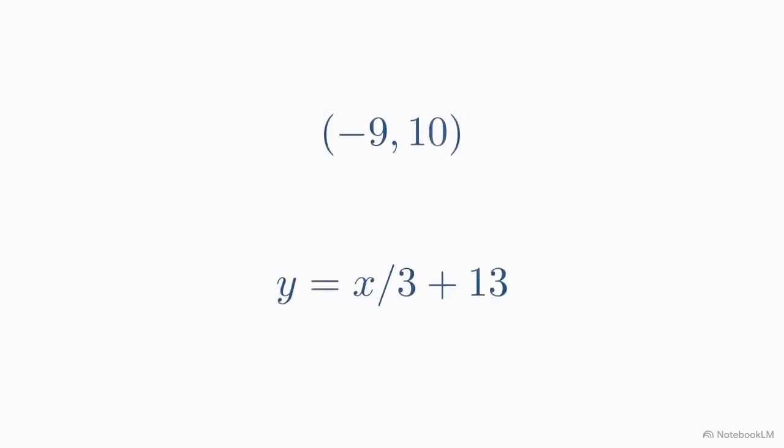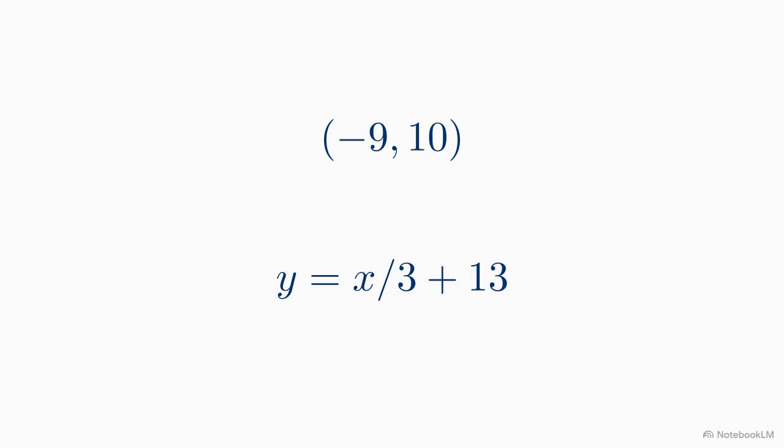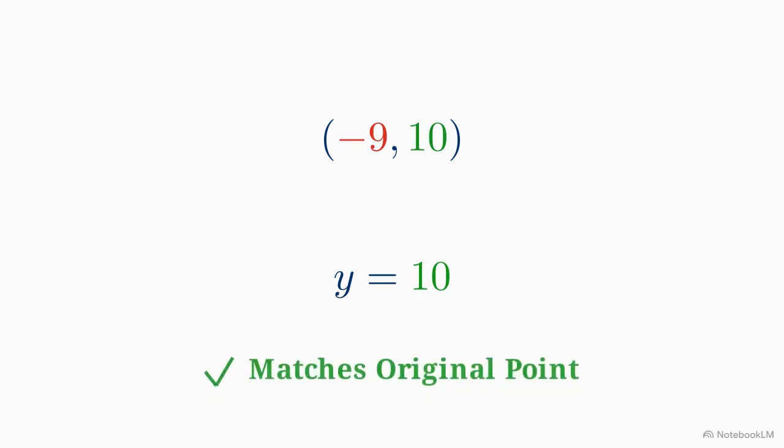In a multiple-choice exam, you can actually prove your own answer is correct. If we plug the original x value, -9, back into our derived equation, it must output our original y value. Let's run the numbers. -9 divided by 3 is -3. -3 plus 13 equals 10. That matches our starting y-coordinate exactly.